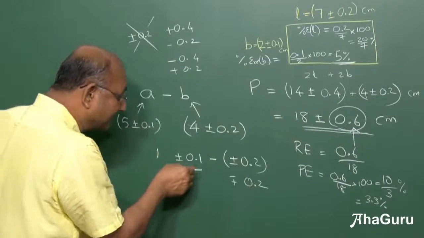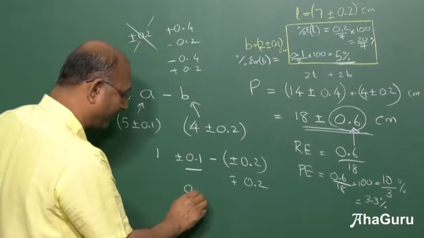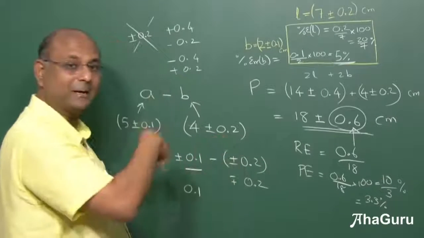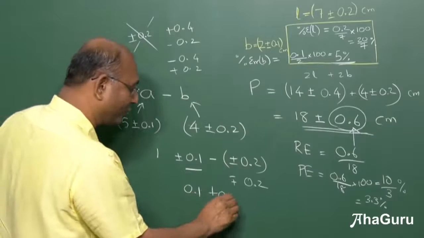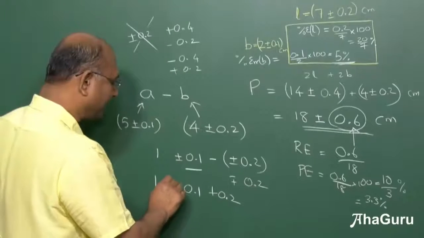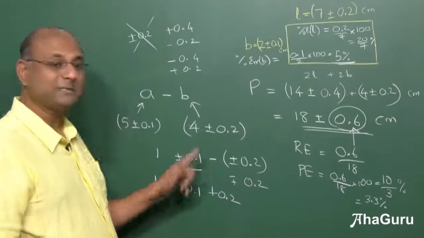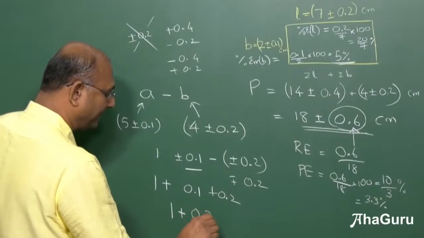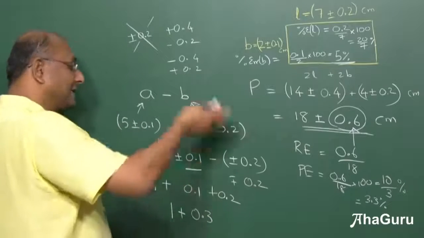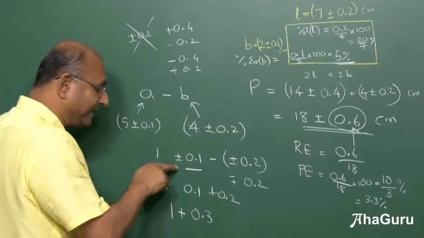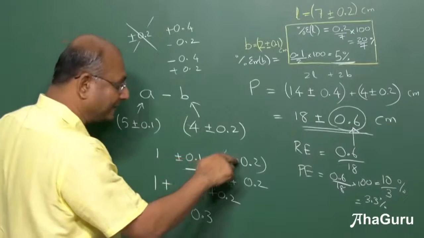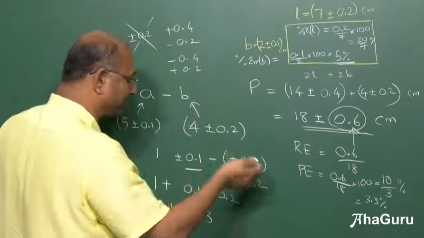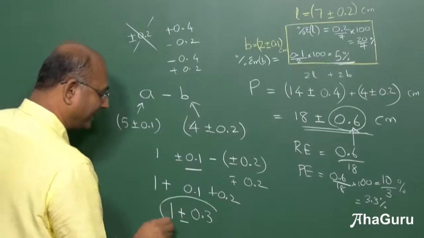Worst case, this is plus 0.1. That would be minus 0.2. Minus of minus will become plus, so it will be plus 0.2. So the worst case scenario is 1 plus 0.3. The worst in the opposite direction would be when this is minus 0.1 and then that is plus, so minus of plus will become minus. So minus 0.1 minus 0.2, minus 0.3.